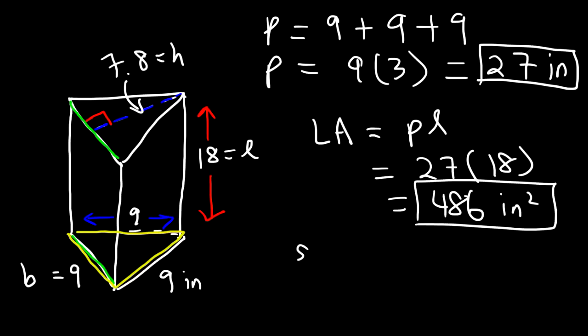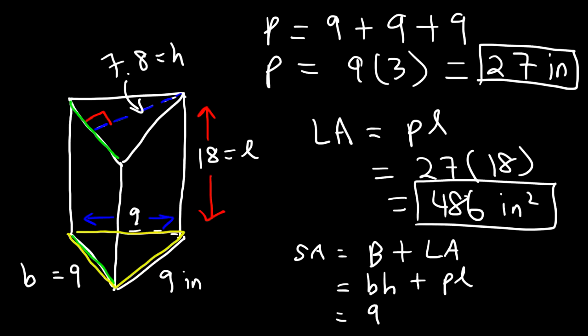Now, to find the surface area, it's the area of the base plus the lateral area. The area of the base, the two triangles, it's 2 times 1/2 base times height, which is just base times height. And the lateral area is perimeter times the length of the prism. So it's going to be b, which is 9, h is 7.8, the perimeter is 27, and L is 18.